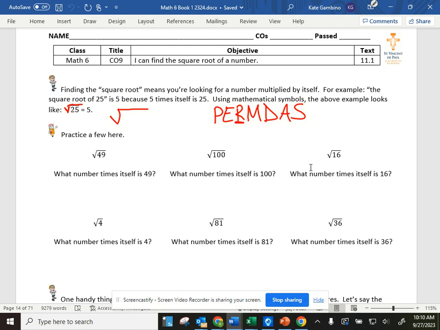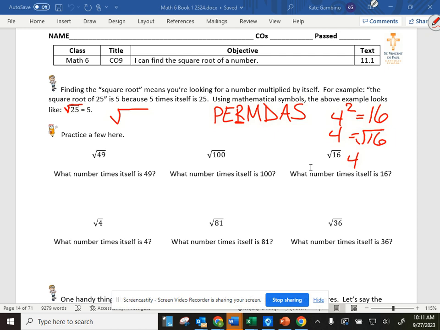So when we take an exponent to the second power and square a number, 4 squared would be what number? 16. So what would the square root of 16 be? 4. Because when we had 4 squared, we knew that 4 times 4 is 16. So the opposite, the square root of 16, would be 4.